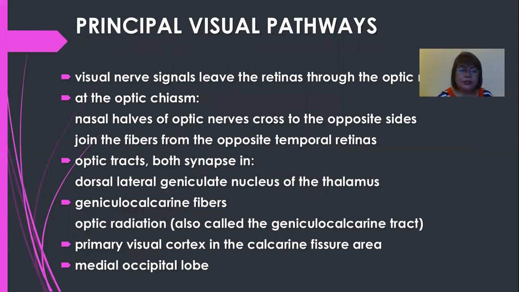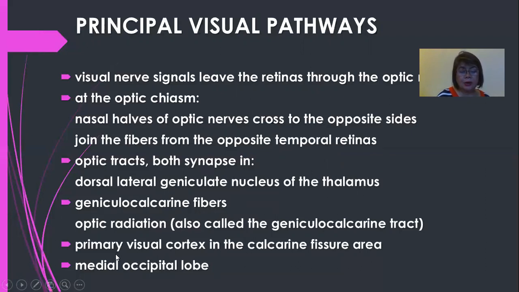Okay, so the visual pathways are such. Visual nerve signals leave the retinas through the optic nerve. At the optic chiasm, nasal halves of the optic nerves cross to the opposite sides. They join the fibers of the opposite temporal retinas. Optic tracts both synapse in the dorsal lateral geniculate nucleus of the thalamus, and it becomes the geniculocalcarine fibers, or the optic radiation, or the geniculocalcarine tract.